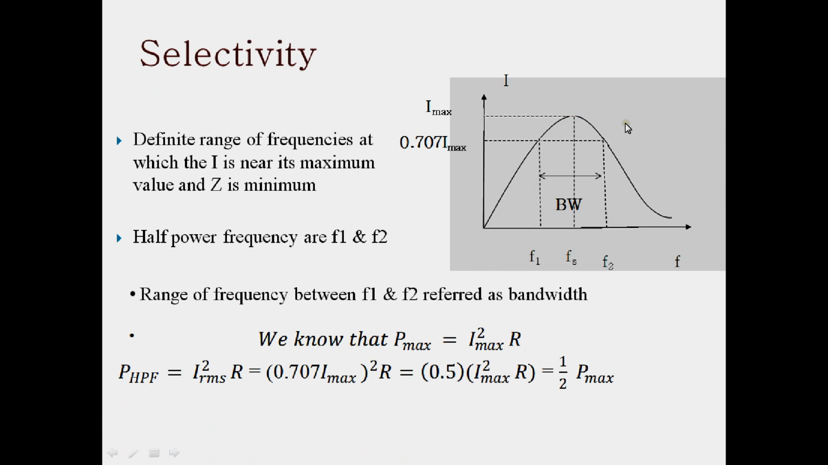After Fs, the circuit becomes capacitive. Capacitive impedance is 1 divided by 2 pi FC. Because of this capacitive impedance, after resonant frequency, current sharply decreases. Always remember, at Fs, F1 and F2 are not symmetrical, and F2 minus F1 is known as the bandwidth of the series resonant circuit.